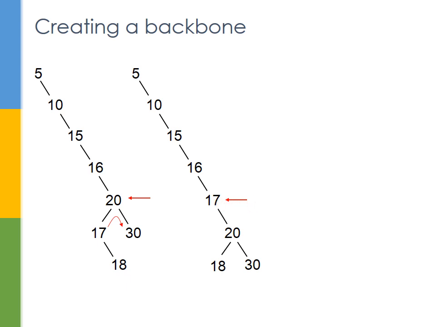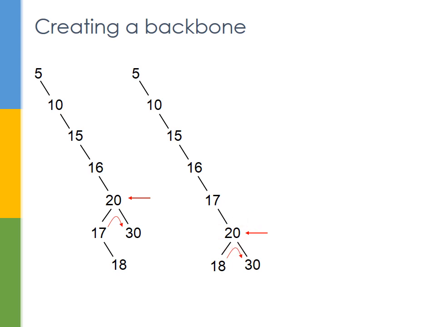Again, we need to perform a check to see whether node 17 has a left child. It of course doesn't, so we just traverse to the right. And now we see that we again have a node with a left child. In this case, it's node 18 that is the left child. So again, this means that we need to perform a rotation, and we need to rotate node 18 about its parent, which is node 20 in this case.